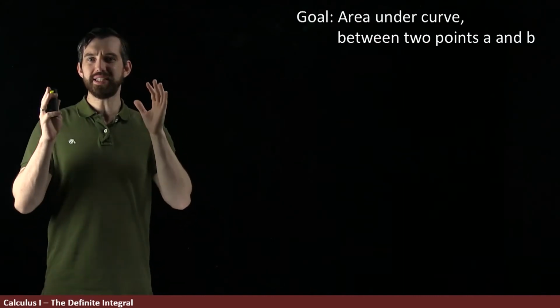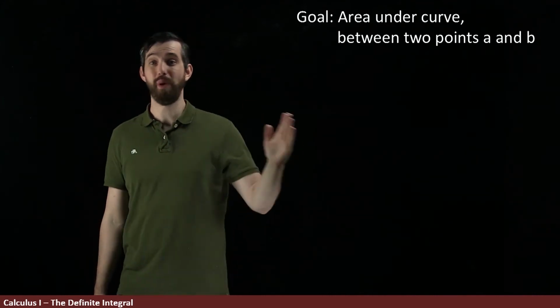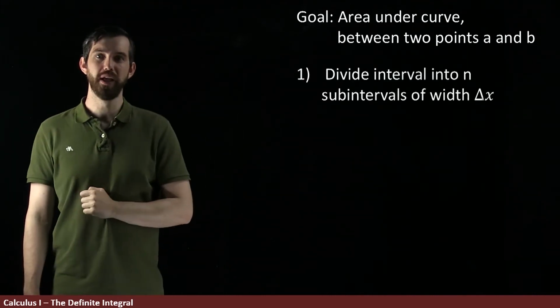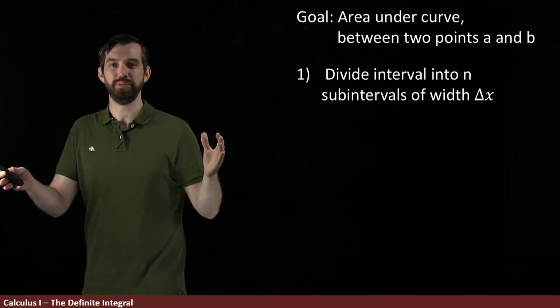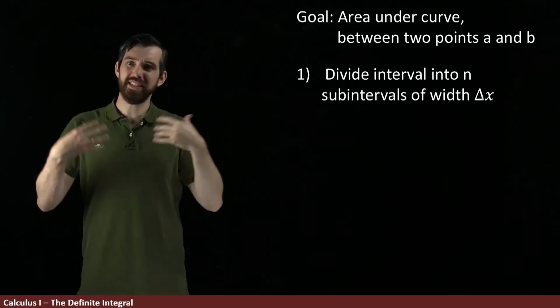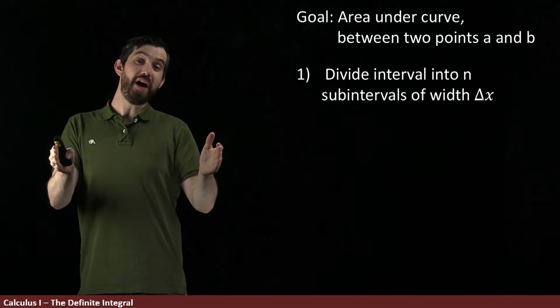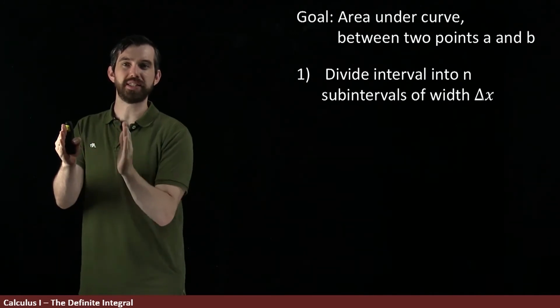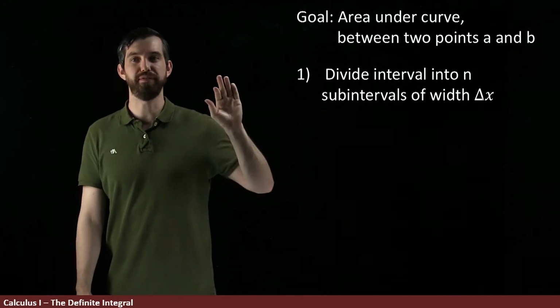So the various steps, if my goal is to figure out the area under the curve between 2 points A and B, are, first of all, I want to divide my interval into n subintervals of width dx. In the example that we've seen, we had a width of 1, and then we divided that into 5 different subintervals, each of width 0.2. So that's our first step, we divide it up.